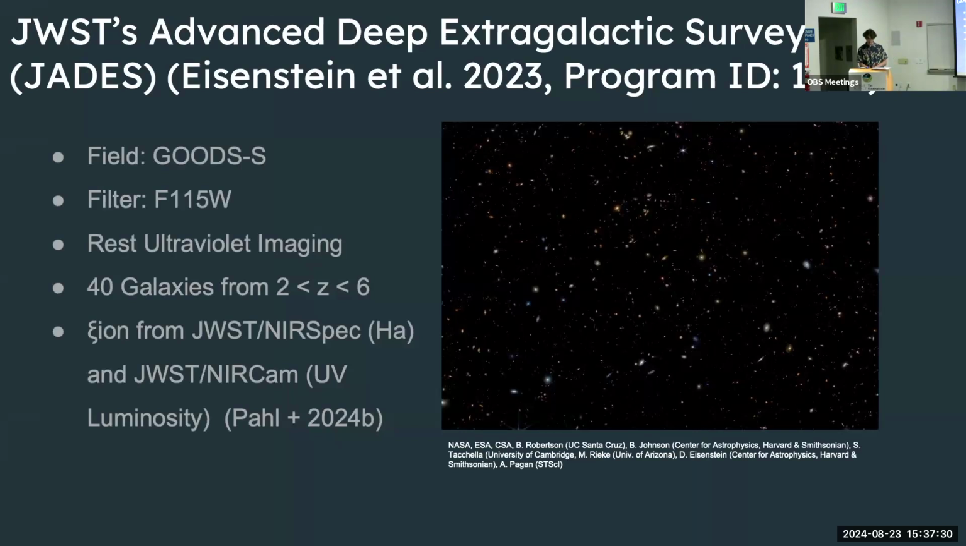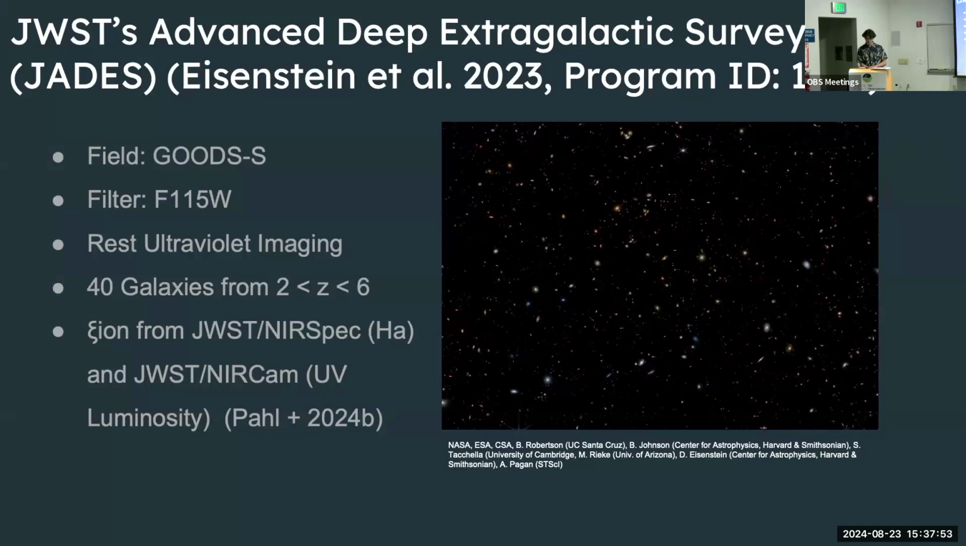JWST's Advanced Deep Extragalactic Survey, or JADES for short, is an example of a survey in which there were photometric and spectroscopic observations taken. So we have images that I will use to measure galaxy sizes, which come with spectroscopy data relevant to our ionizing photon production efficiencies that we can use in this study. The ionizing photon production efficiencies were measured in Pahl 2024b.